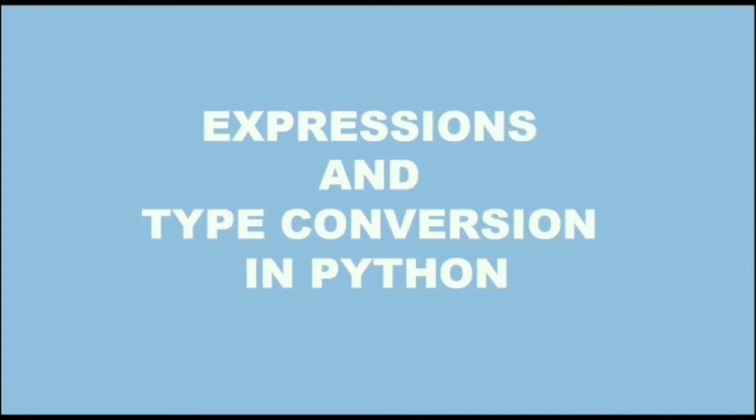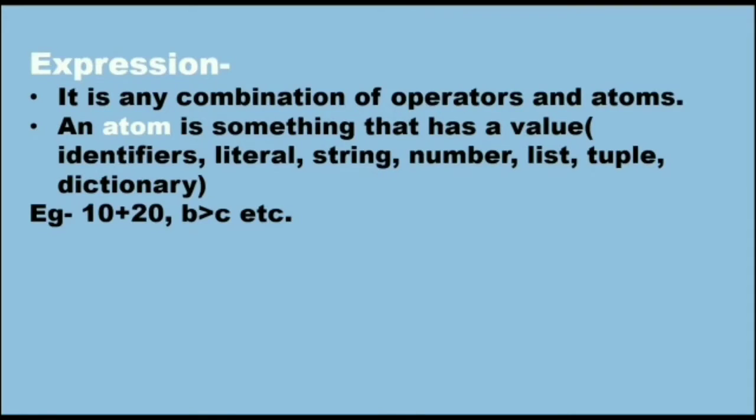Now this video deals with expressions and type conversions in Python. Starting with an expression. An expression is a combination of operators and atoms. Now what is an atom? An atom is something that has a value. It can be an identifier, it can be a literal of any type, be it a string, number, list, tuple or dictionary. I have given an example over here, 10 plus 20.